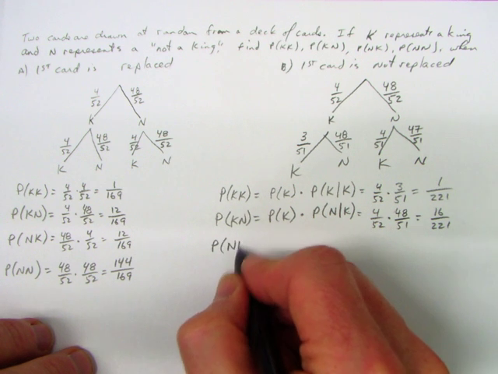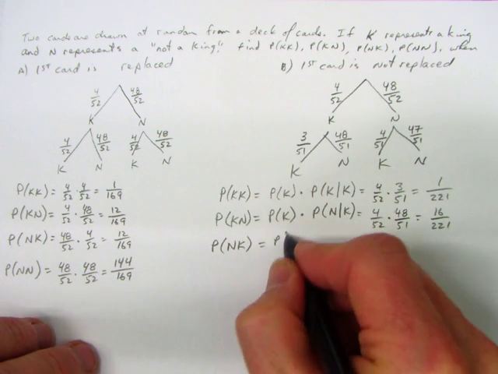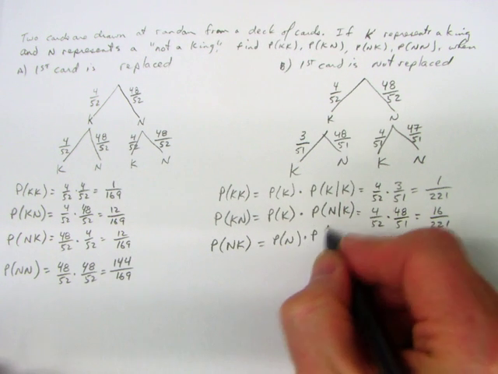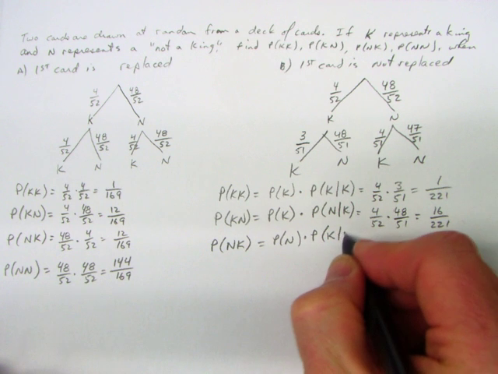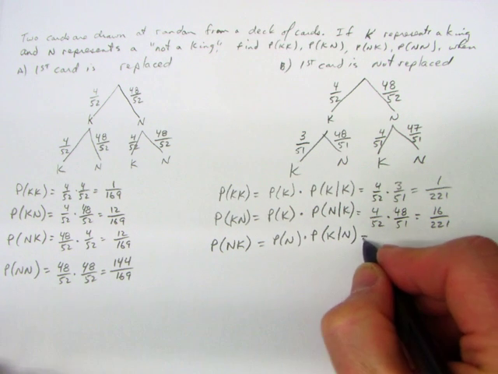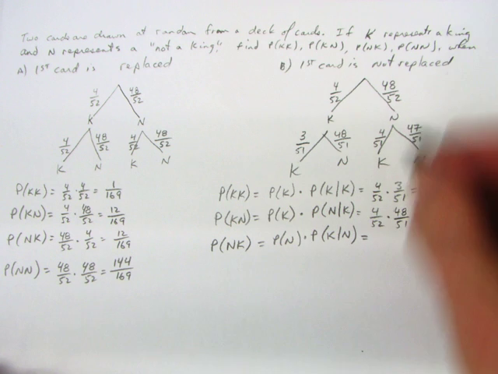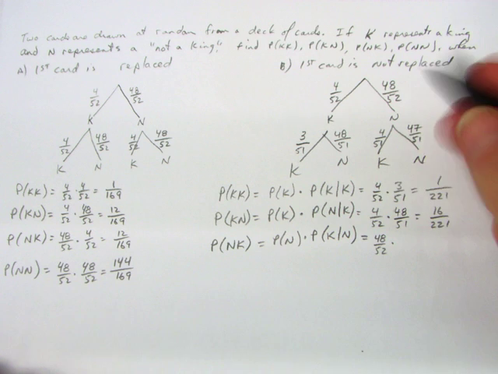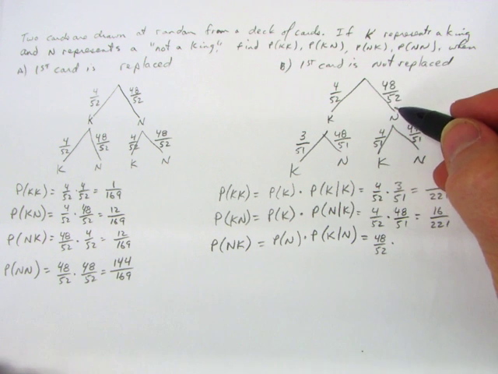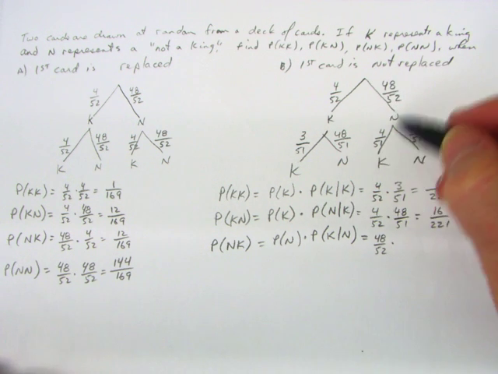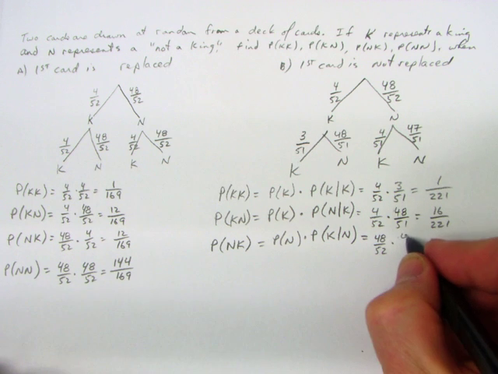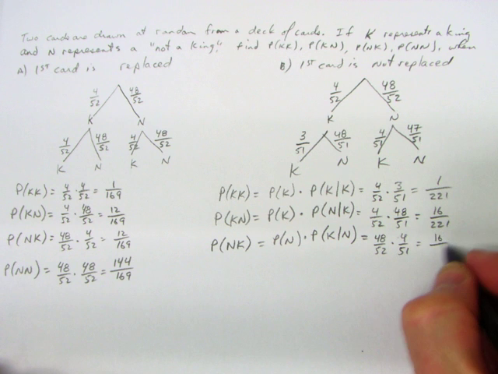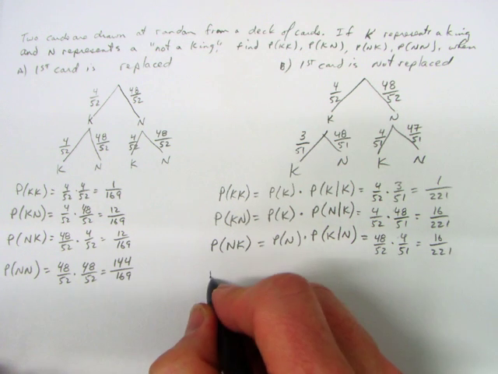Probability of not king and then a king. So that would be probability of not a king. And then what we'd want is probability of a king given that the first card was not a king. So probability of no king would be 48 out of 52. And now we want to draw a king given that the first one's not a king. So that'd be coming down this branch here. And that would be 4 out of 51. And that is also going to be 16 out of 221.